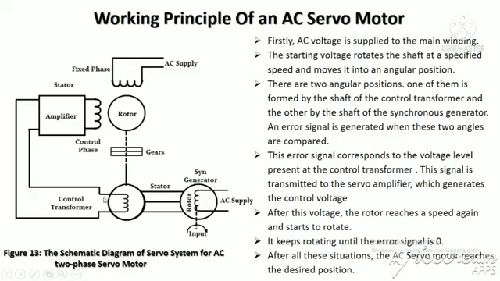This error signal is at the same level as the voltage at the control transformer and is transmitted to the servo amplifier, which generates the control voltage. After this voltage, the rotor reaches a speed again and starts to rotate. It keeps rotating until the error signal is zero. After all these steps, the AC servo motor reaches the desired position.